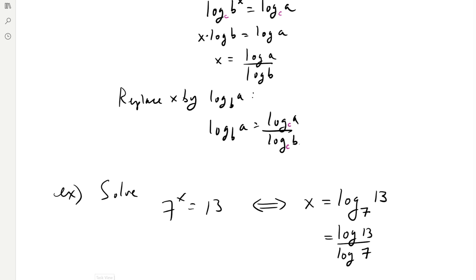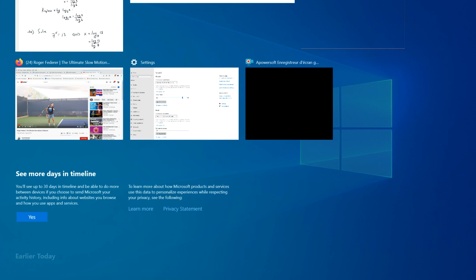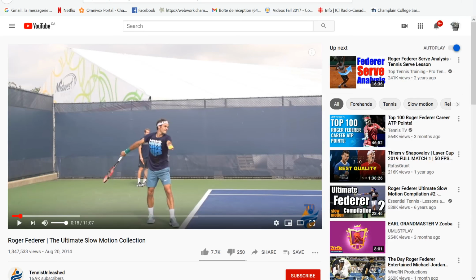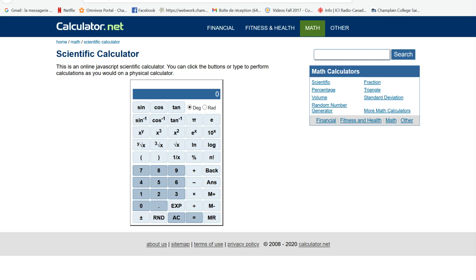So let's, I've got a little scientific calculator that I can use here. Oh, as you can see, I was watching Roger Federer do some amazing serves. Let's switch to the scientific calculator.